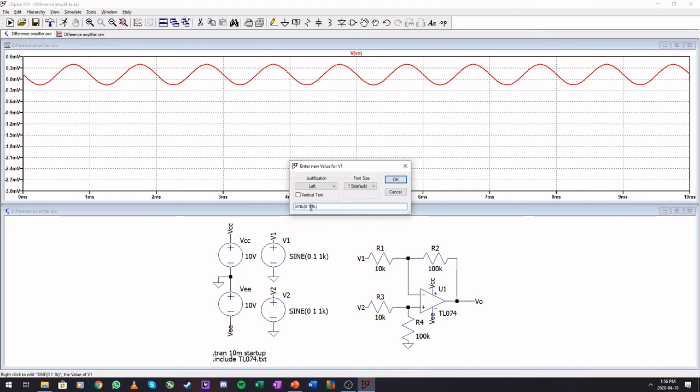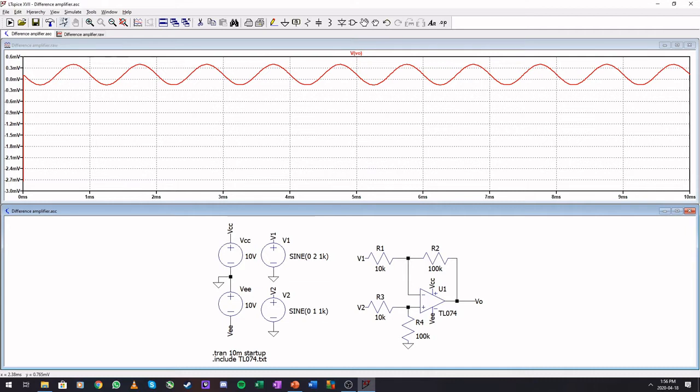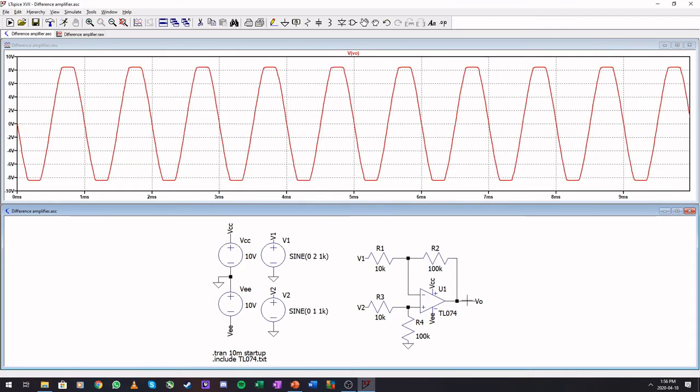Okay, let's make this maybe 2 volts, and if we run the simulation now, our output is saturated because I'm using a practical op amp here that I included.